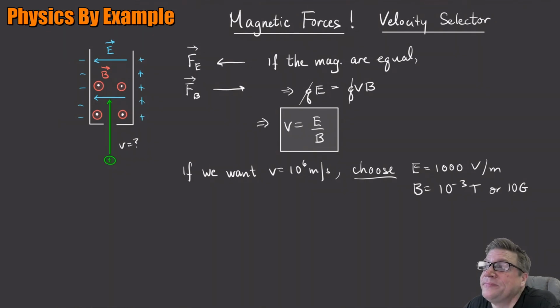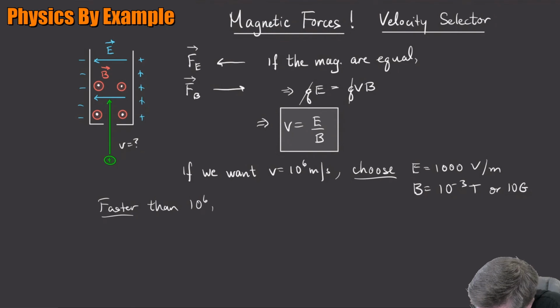That's very cool. Because suppose they don't. Let's see what happens. Suppose you introduce a whole bunch of particles with a whole bunch of different speeds. For particles with a speed greater than 10 to the 6th, what happens? Well, the electric field doesn't care about the speed, but the magnetic field does. So if the speed is greater, the magnetic force wins, and they would be bent to the right. Faster than 10 to the 6th, the net force is to the right because the magnetic force wins.